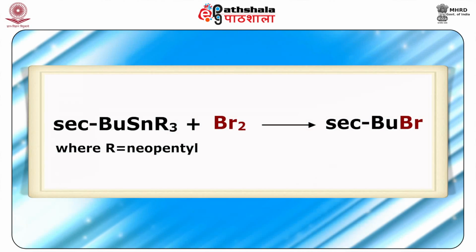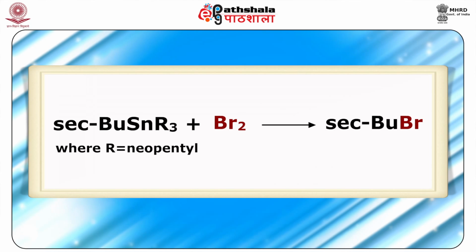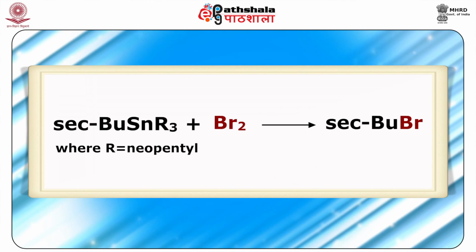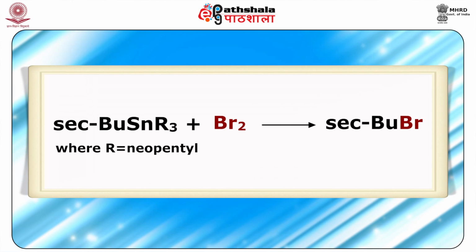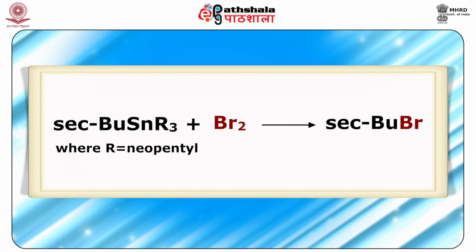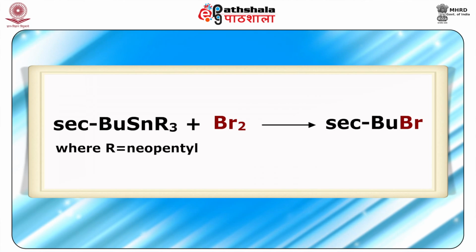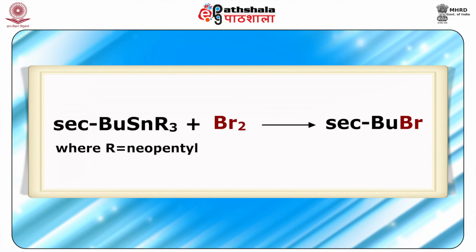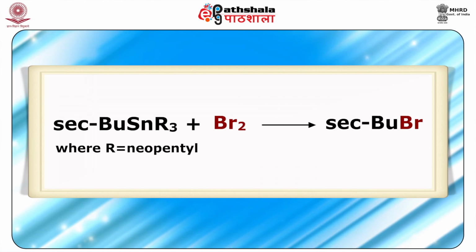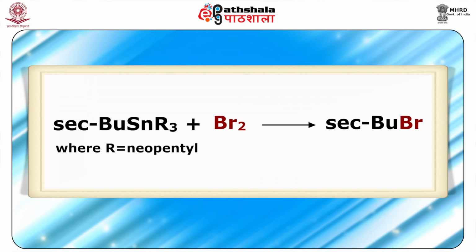Talking about SE2 back reactions, they proceed with inversion of configuration, as is evident from their mechanism. The reaction of optically active secondary butyl trineopentyl tin, as shown here, when reacted with bromine gives the inverted secondary butyl bromide. So, this is an example of an SE2 back reaction, and that is why the inversion can be justified.